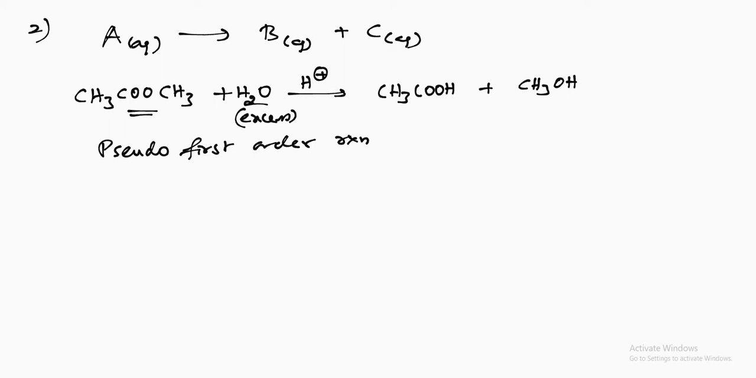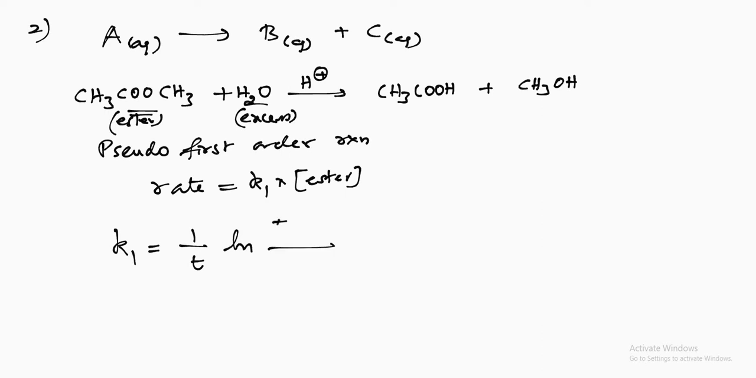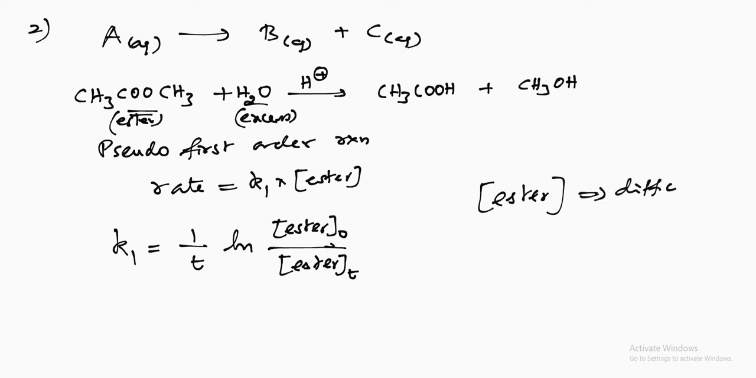Since it's a first order reaction, the rate of this reaction is equal to the rate constant times the concentration of the ester. So it depends on the concentration of the ester. Therefore we can write the rate constant K1 equal to 1 by T ln of the initial concentration of the ester divided by the concentration of the ester at time t. But students, finding the concentration of the ester in a normal laboratory is a tough task. We need some special instrumentation techniques.